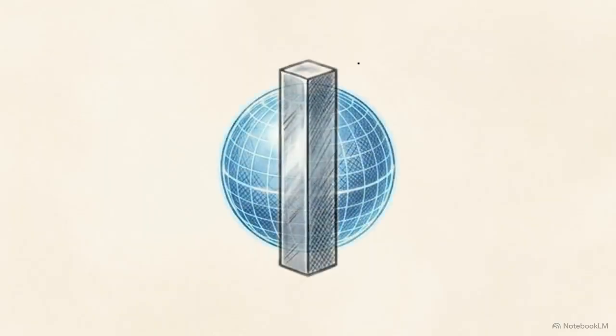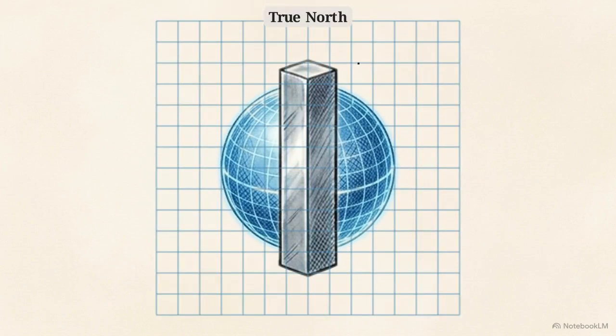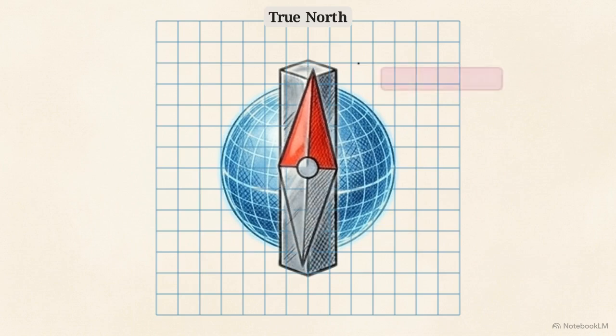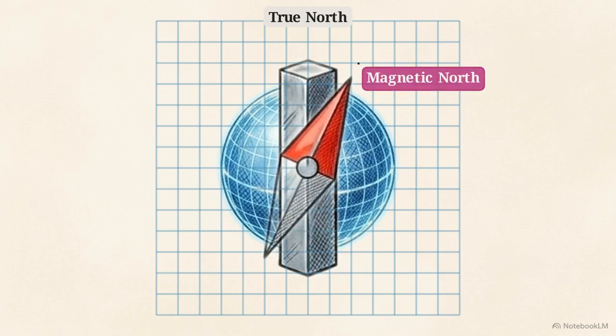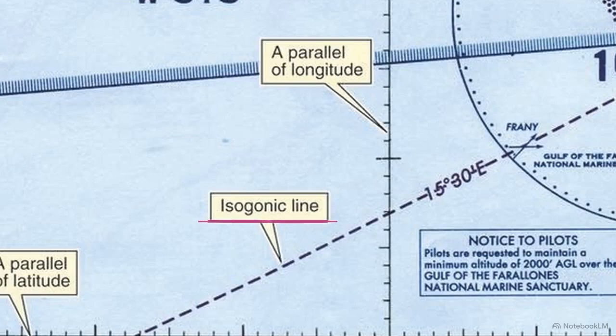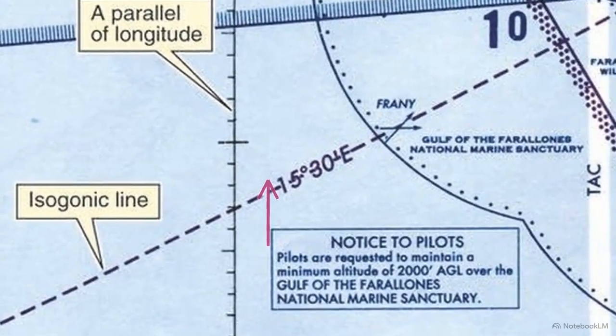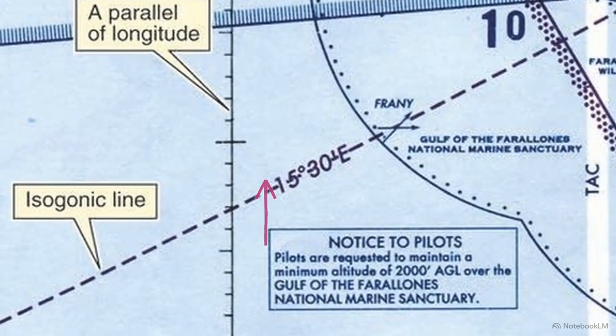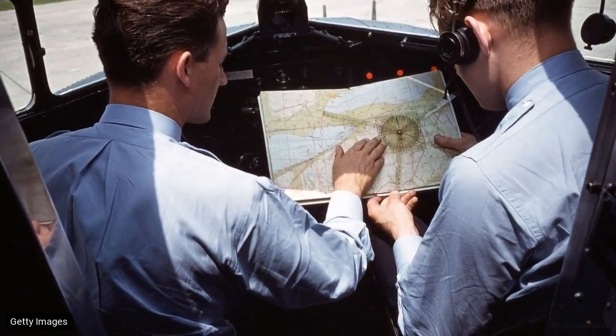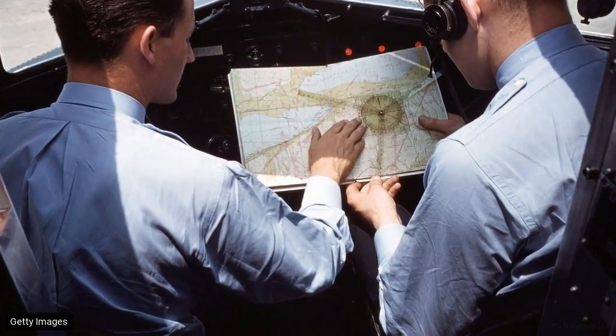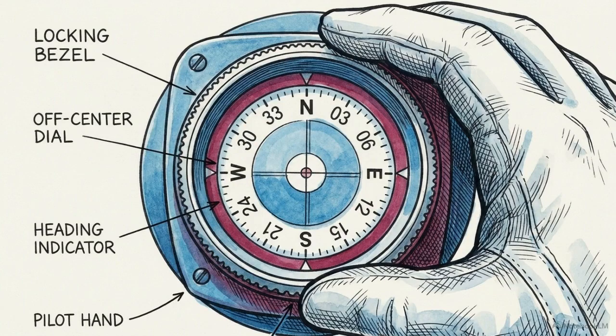The chart itself is built on a grid aligned with true north, the geographic pole, but an aircraft's internal compass aligns with the Earth's magnetic field, which points to magnetic north. This dashed magenta line is an isogonic line. Cartographers print these on the chart to map the exact degree of magnetic variation present in a specific region of the globe. Pilots measure their initial course against the true north meridians printed on the map, then apply the isogonic line's value to calculate the actual magnetic heading they must fly.